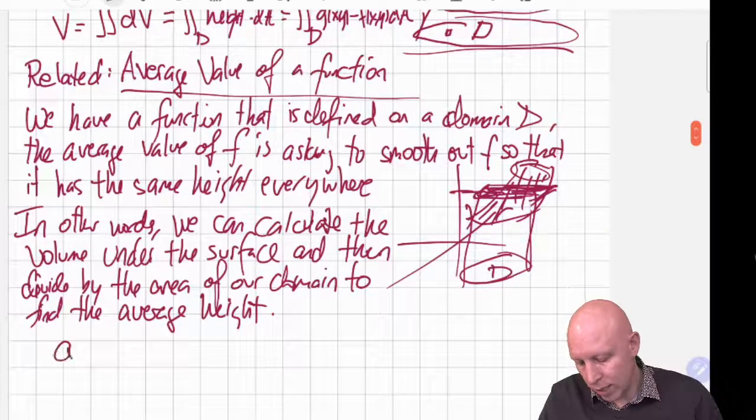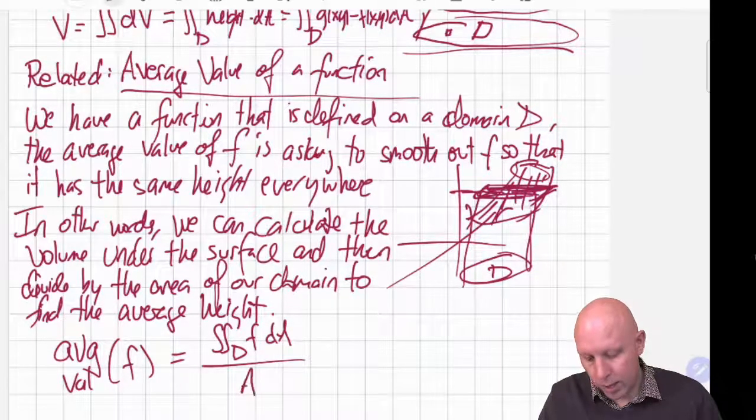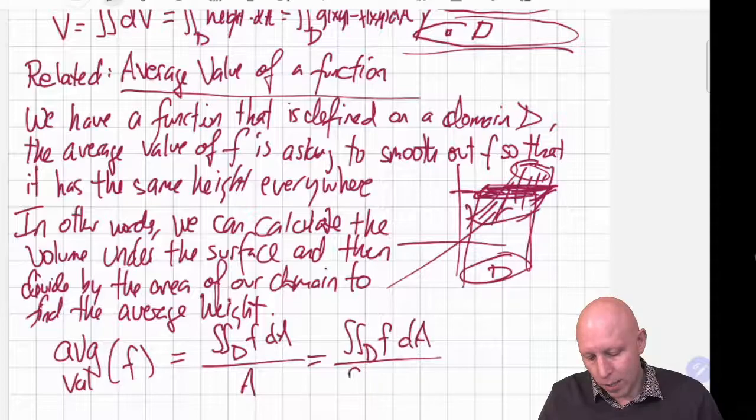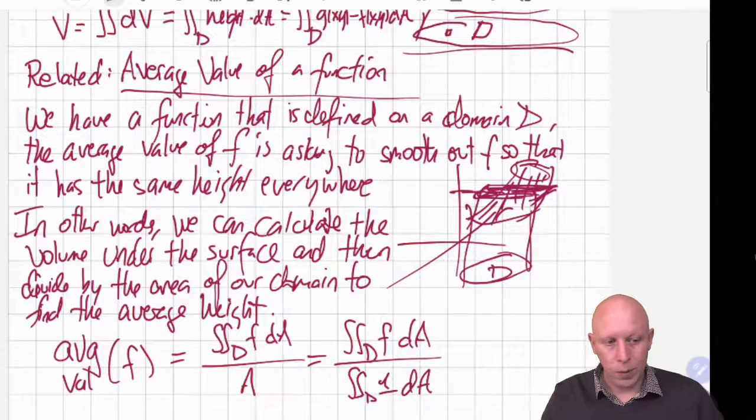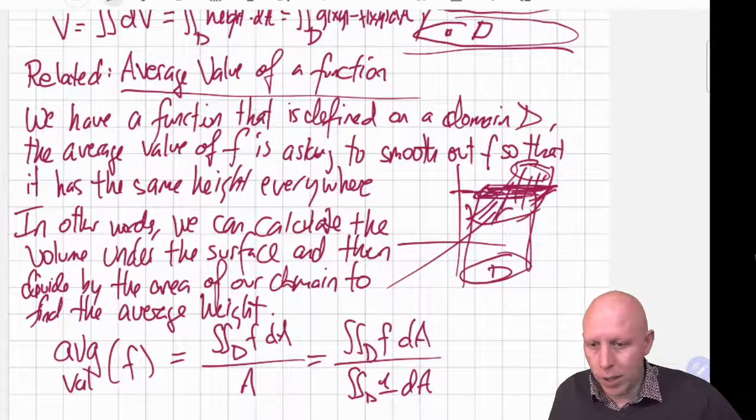And so if we're writing that down, we would say the average value of f is going to be the integral over our domain of f dA divided by the area. Or we could write that as the integral of f dA divided by the integral of 1 dA. All right, so let's go over to Mathematica.